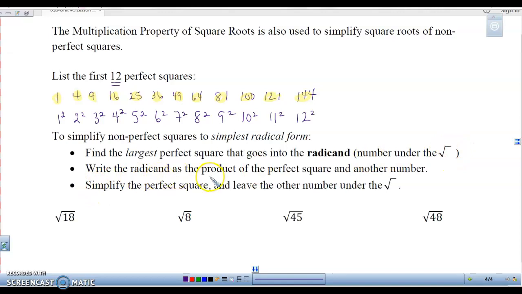Write the radicand as the product of this perfect square and another number, and then simplify the perfect square and leave the other number under the square root symbol, under the radicand. Okay, now that sounds complicated. It really isn't.